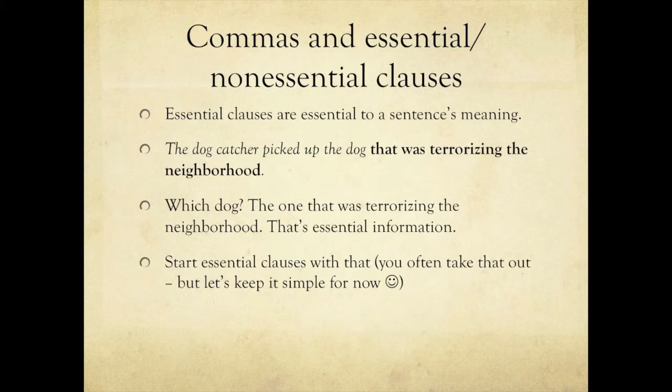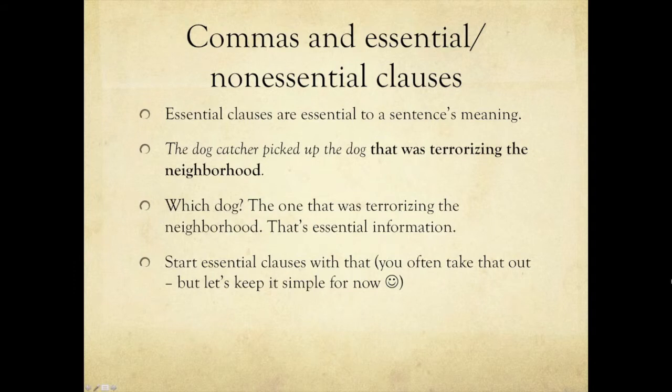So again, these essential clauses here are ones that we need to have in a sentence in order for the sentence to make sense, in order for the reader to appreciate the full meaning of that sentence. We need that essential clause in there. So here we have the example: the dog catcher picked up the dog that was terrorizing the neighborhood. Well, it's reasonable for us to expect that there is more than one. There could potentially be another dog in the neighborhood, right? So we need to be specific. So this part, that was terrorizing the neighborhood, that clause there is essential. And you'll note that we start that clause off with "that."